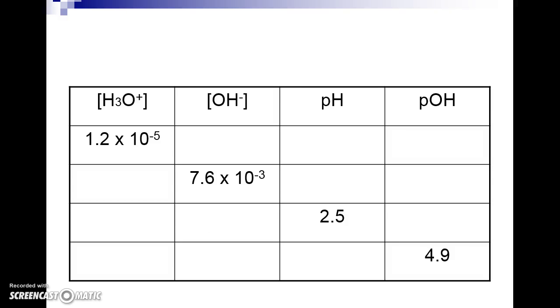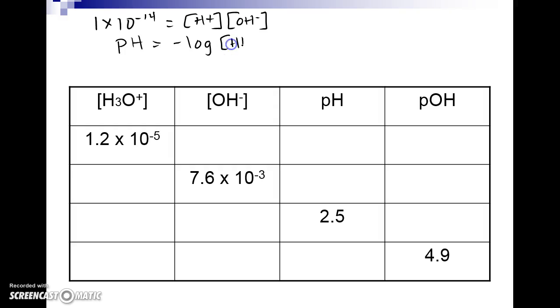And then finally here we have a chart for you to fill in. This will test if you really understand all of these relationships. You're going to use this 1 times 10 to the minus 14 is equal to H plus times OH minus. You're going to use pH is equal to the negative log of H plus, and you're going to use pH plus pOH equals 14. And you can solve it any way you want to fill in the blanks. You need to pause your video now, see if you can complete it, and then check to see that you did it correctly.